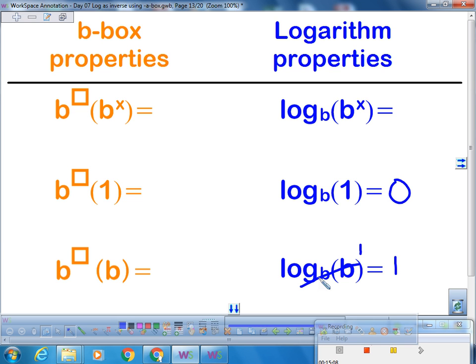This isn't b to the 0 makes 1, right? So whenever I see a 1 here, I know this number has to be 0, correct? And whenever I see these match, I know that whatever the exponent is, that's my answer.